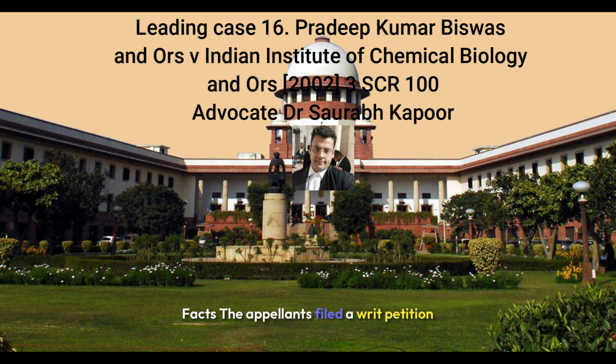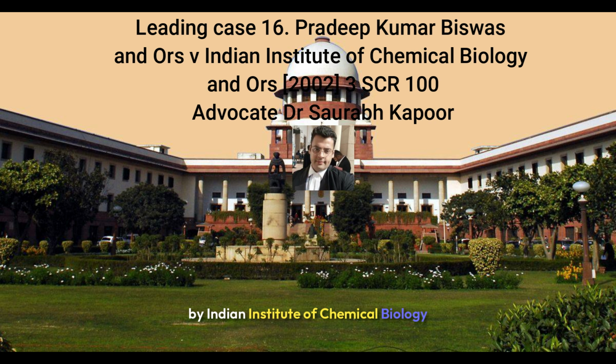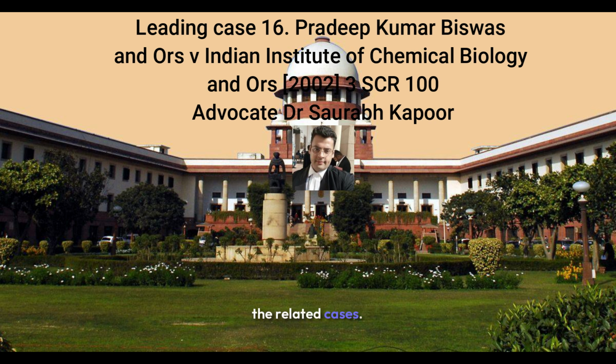Facts: the appellants filed a writ petition before the Calcutta High Court to challenge the termination of their services by the Indian Institute of Chemical Biology, which is a unit of the Council of Scientific and Industrial Research. Remember the word CSIR here, very important to get a hold of this body in the related cases. The writ was rejected by the High Court because of the decision taken in an earlier case, Subhajit Tweri case, in which CSIR was held not to be an authority under Article 12.